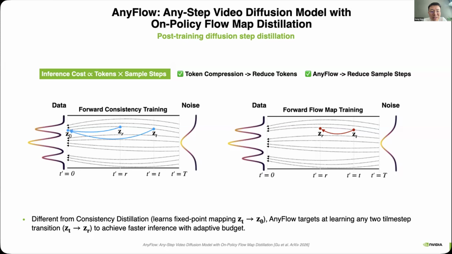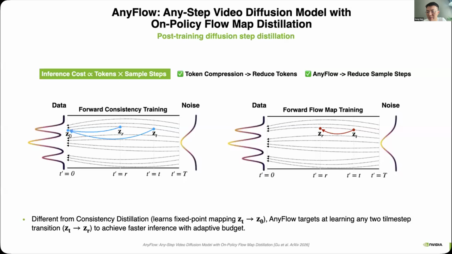Previously, the forward consistency training approach will learn to map from a random time, like time t to time 0. Different from this consistency distillation, AnyFlow targets learning any two time steps from Zt to Zr to achieve faster inference with adaptive budget, as shown on the right-hand side. Rather than from t to 0, it is from t1 to t2. So the generation quality will be very consistent across different time steps.